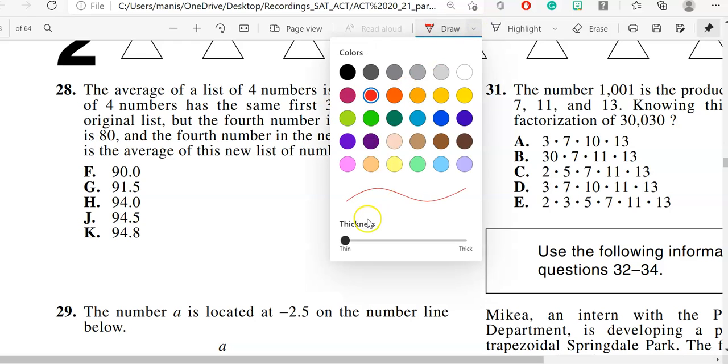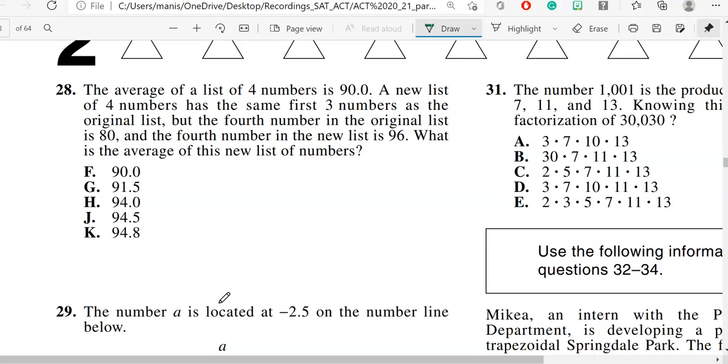Let's look at question number 28. Question number 28 says the average. Now, what do you mean by average? Average is your mean. Okay, so this is your mean. The mean of a list of 4 numbers is 90. So let me assume that the 4 numbers are A, B, C, and D.